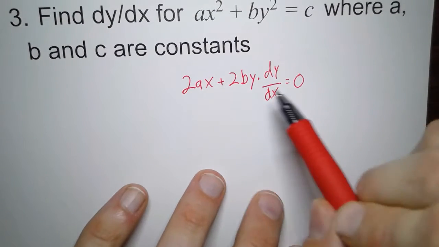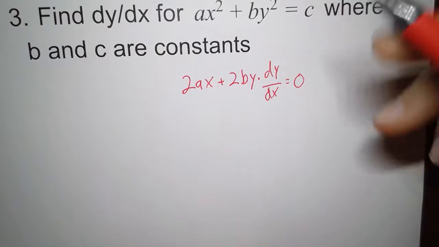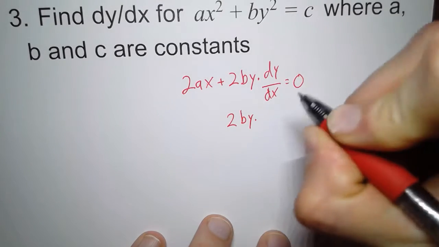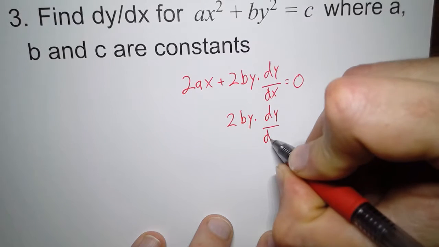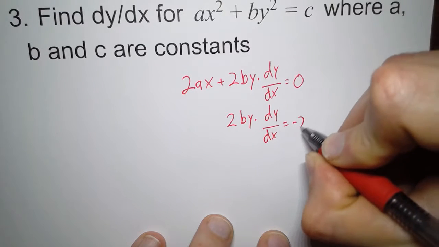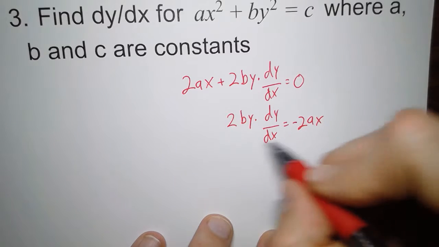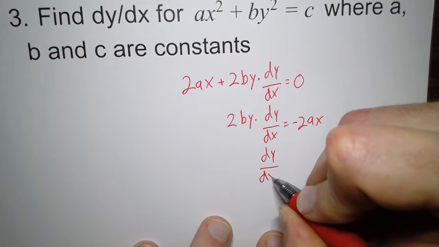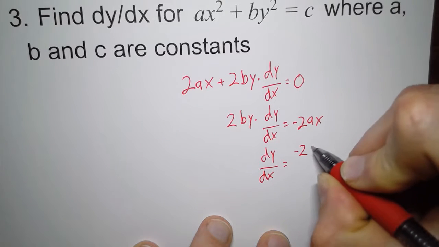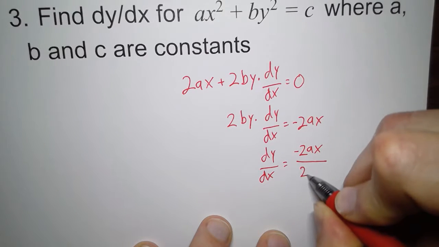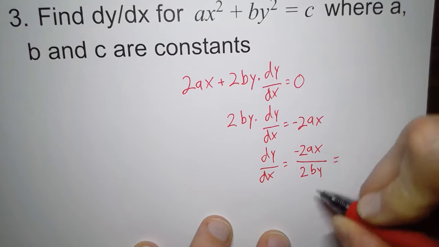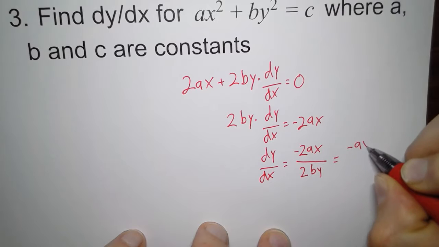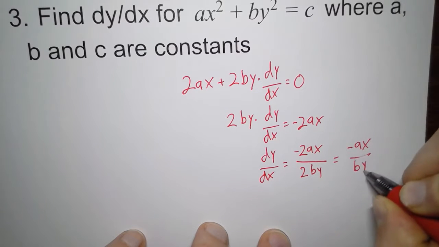When we want to find dy/dx, we subtract the 2ax to the other side. So 2by times dy/dx equals negative 2ax. Then we divide by 2by. So dy/dx is going to equal negative 2ax over 2by. And the 2's cancel like they did in problems 1 and 2. So we have negative ax over by.